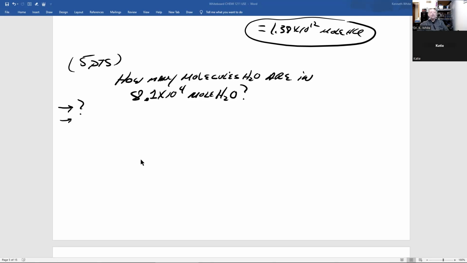All right. What are you asked to find? How many molecules of water? Which means the units of your answer should be molecules of water. What are you given? This 8.1 times 10 to the fourth mole of water. So this is the only number we have. So I'm going to start with that.